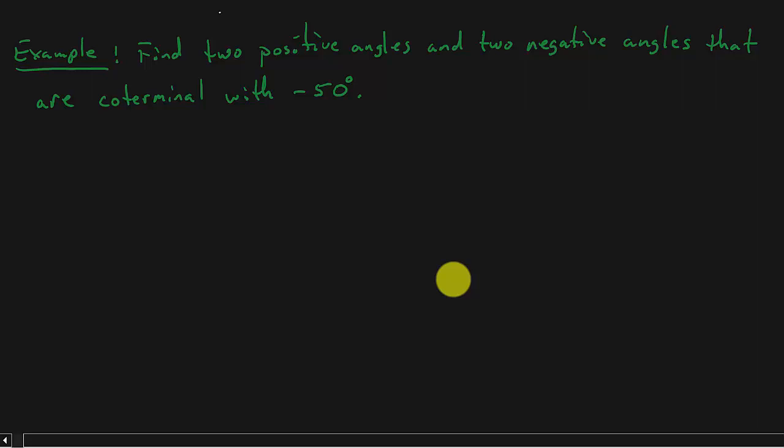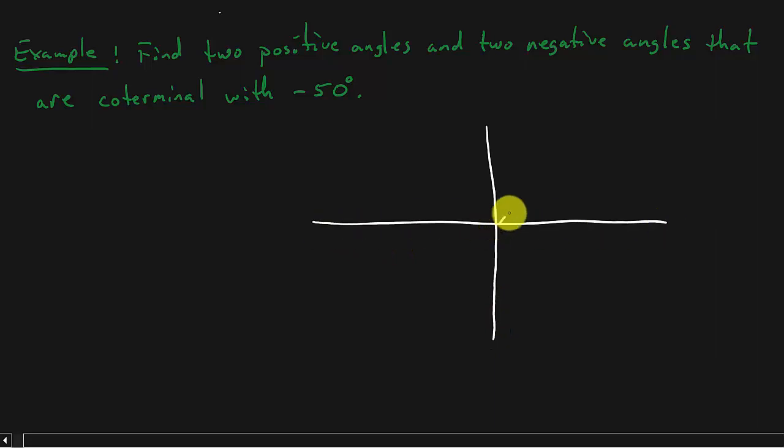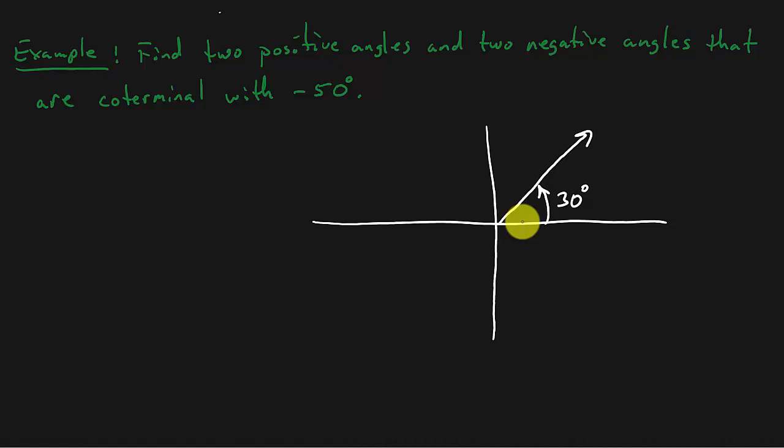All right, so before we get to working this example, let's talk a little bit more about coterminal angles. Let's just say that we have an angle right here, and let's say it's 30 degrees. Coterminal angles are two angles that have the same terminal side but different amounts of rotation.